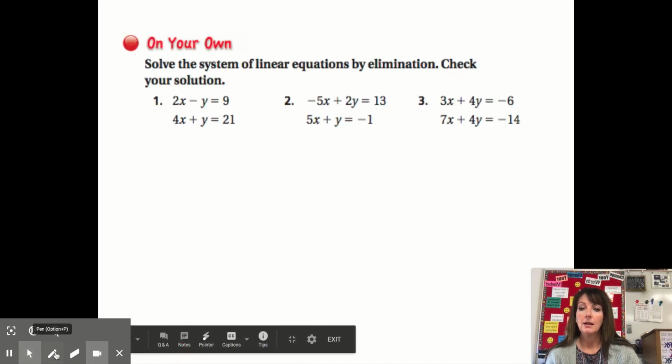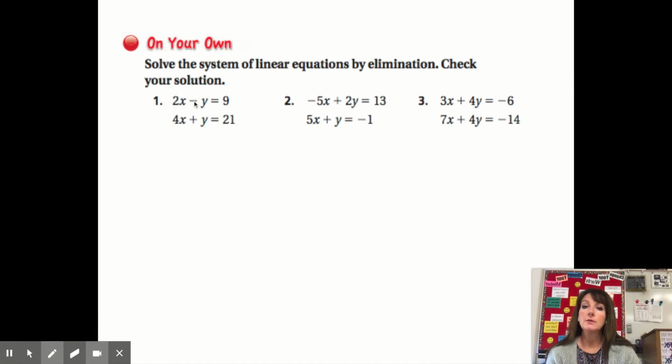All right, in the first several that we're going to do, it's already set up for us. We have something that will cancel. So we really don't have to do step one because we already have a negative y and a positive y. So if we add these together, 2x plus 4x is 6x. -1 plus 1 is 0, that cancels. And 9 plus 21 is 30. And then we can solve for x. X is equal to 5.